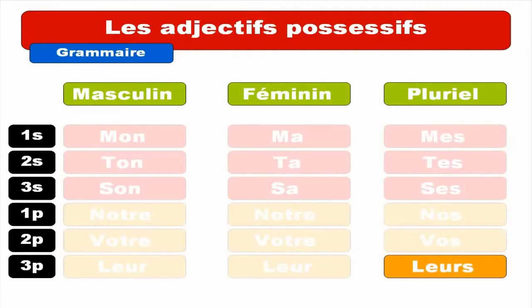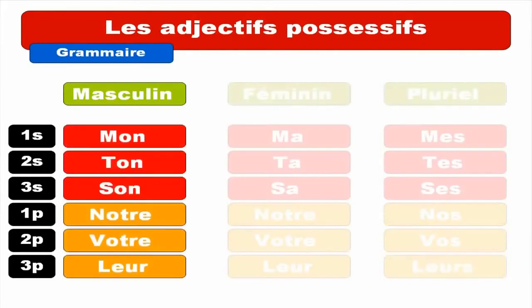Leur. You can see that this final leur is pronounced the same way as the feminine and masculine form. Even if we put this final S, we don't pronounce it. We will pronounce it if the word right after starts with a vowel. In this case we make the liaison, but usually if it's just like that, we don't pronounce it.